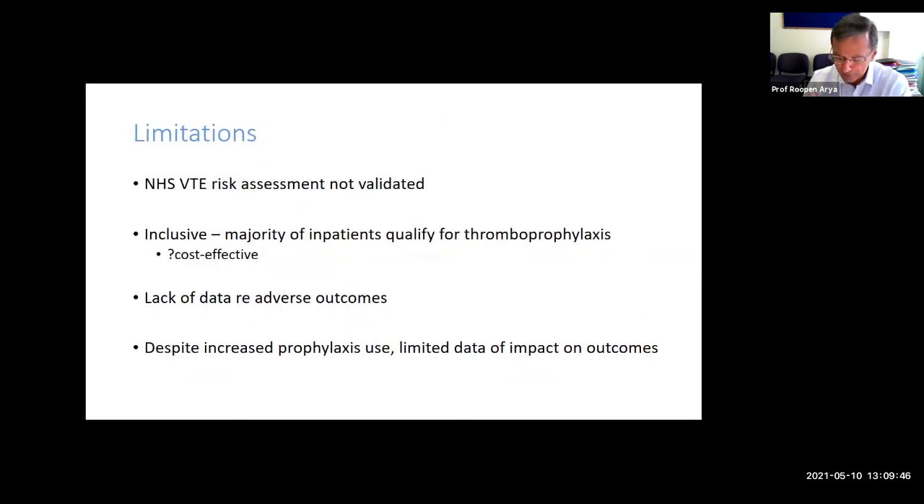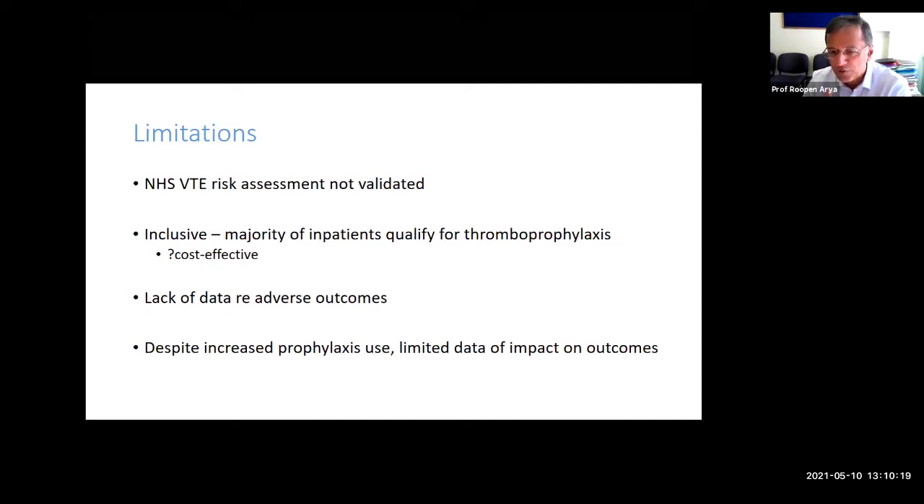So the limitations of the current process is that it remains a tool based on expert consensus, which has not been formally validated. Some people feel that the tool is over-inclusive because over 80% of medical inpatients, for example, qualify for thromboprophylaxis. I think there's a big question around cost effectiveness.